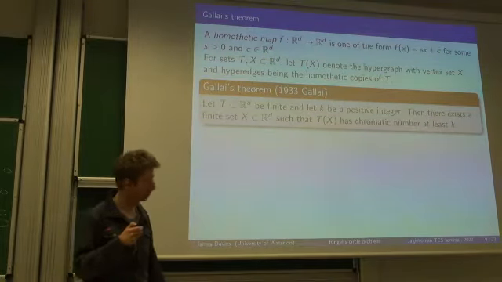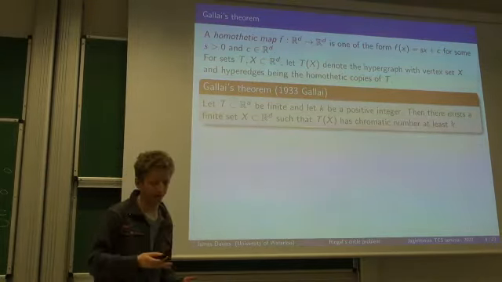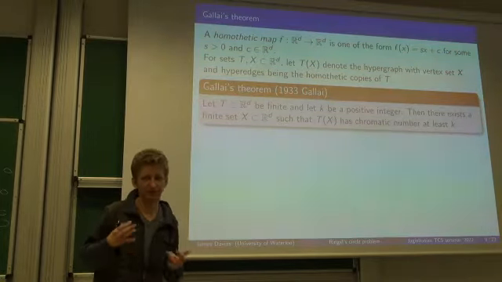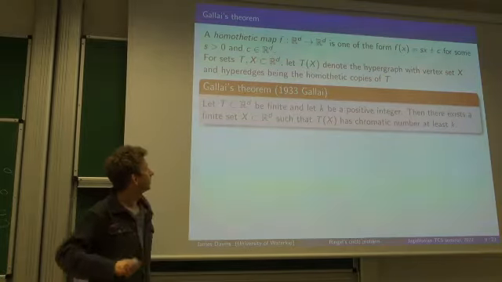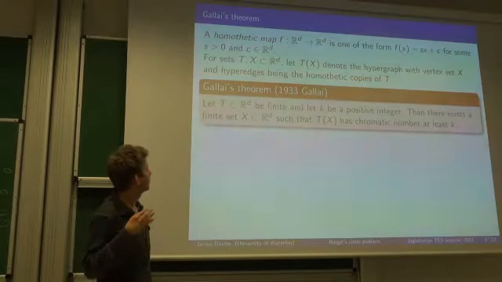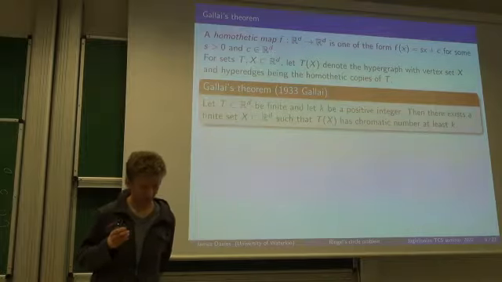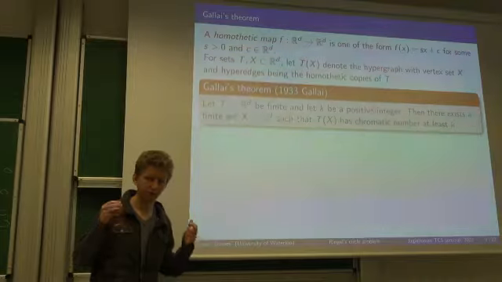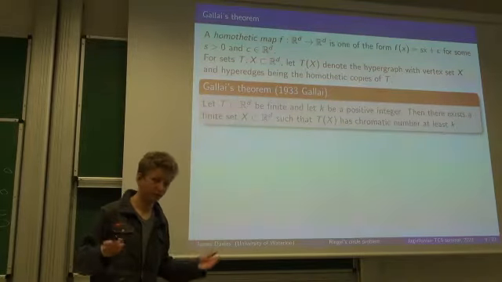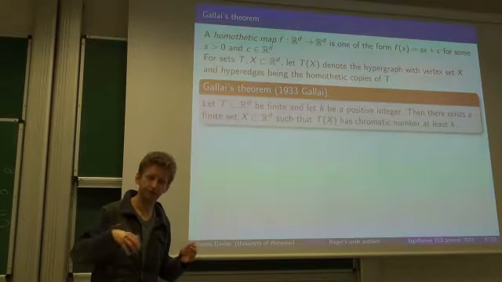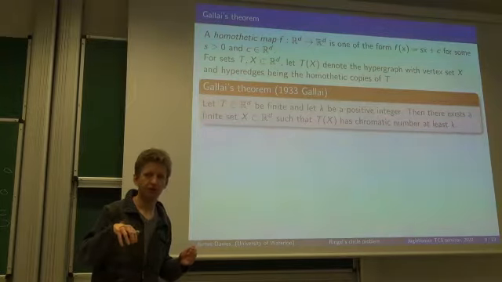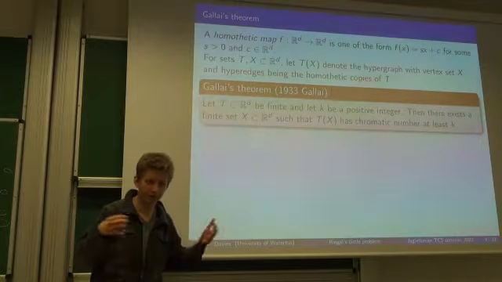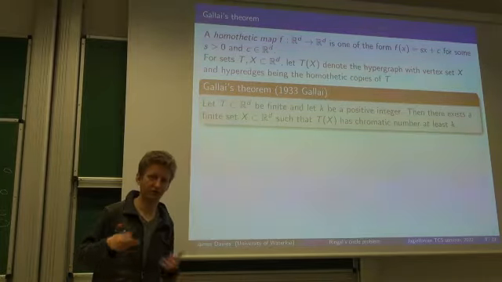Okay, so I want to rephrase Gallai's Theorem slightly just to make it more finite and discrete, and that'll just be better for applying. So if we have sets T and X in d-dimensional space, then we can actually define a hypergraph with vertex set X. This hypergraph will have hyperedges being homothetic copies of T. And now your problem of coloring X so that there's no homothetic copy of T is just the same as coloring your hypergraph so that there's no monochromatic hyperedge.